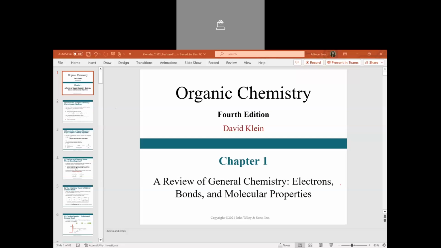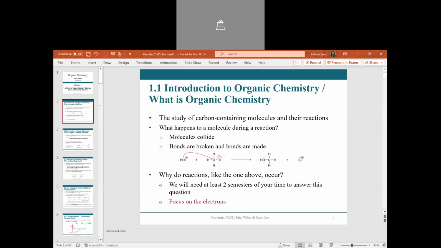We'll begin here in Chapter 1 with an introduction to organic chemistry and also a review of some topics that were covered during general chemistry. So things like electrons, bonds, and molecular properties. In section 1.1, we're introduced to the topic of organic chemistry, and compounds that are carbon containing molecules is a very loose definition of what organic chemistry covers.